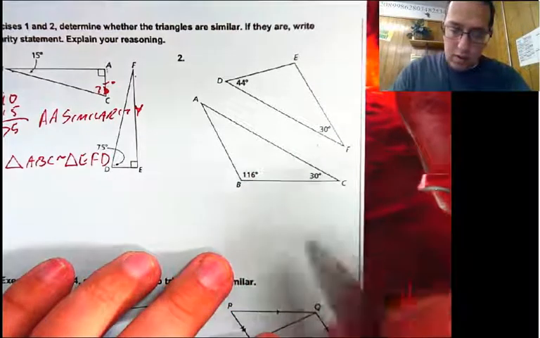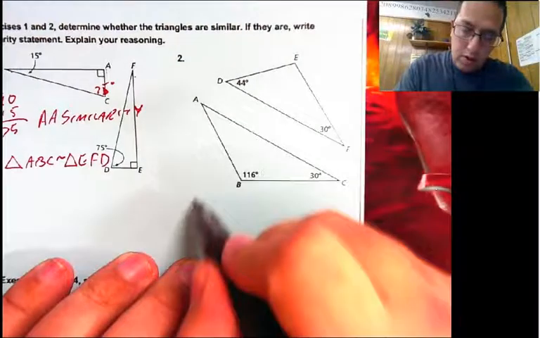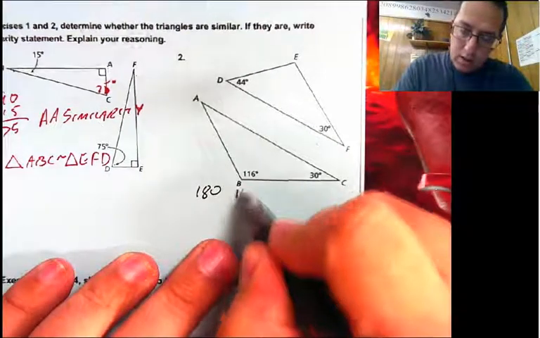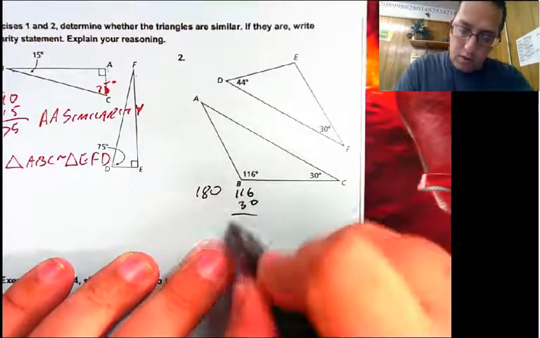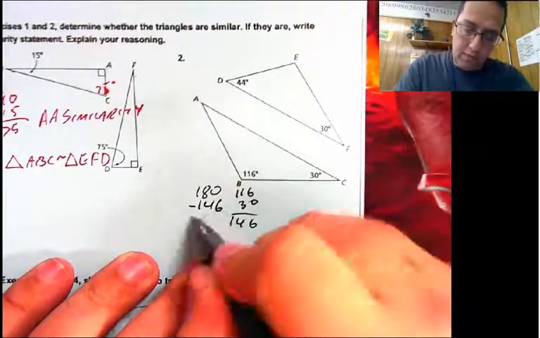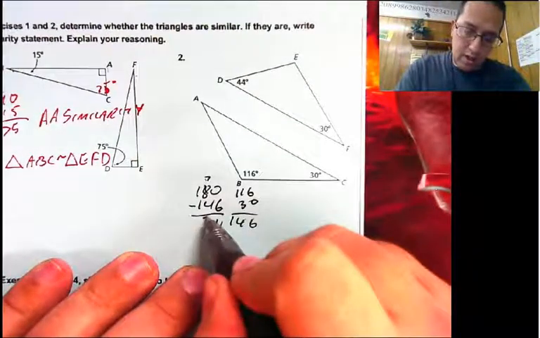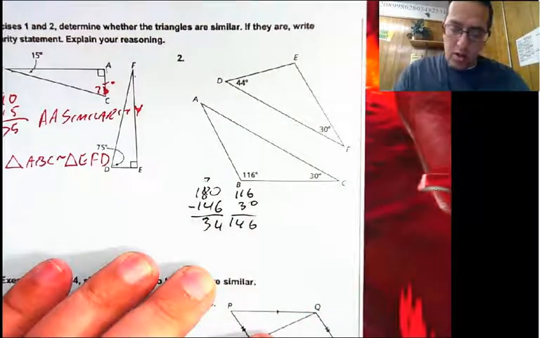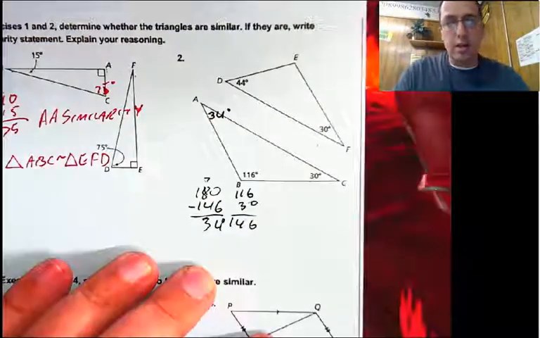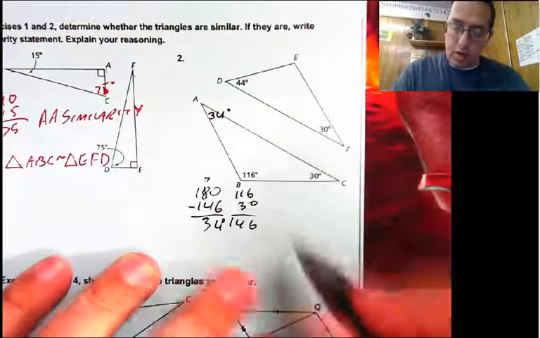Let's find out. We'll use ABC. We need to find that third angle. All three angles of a triangle add up to 180 degrees. I didn't know what that is, so real quickly, 116 and 30 is 146. I'm going to take that 146 and subtract it from 180, and that gives me 34 degrees right here. I needed 44, didn't I? That doesn't work. So I do not have congruent angles.